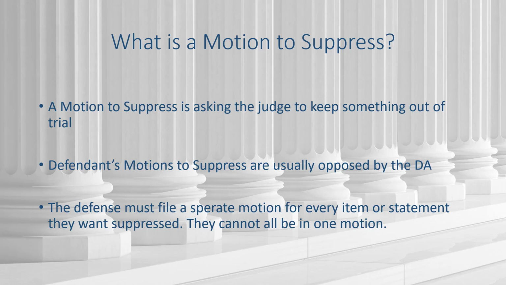But when you're dealing with a motion to suppress, if you're saying I want to keep this piece of evidence out, of course the DA is going to say no, that's our case. We want to keep that in. So I will explain what we need to do when the motions are opposed. So the defense must file a separate motion for every item or statement they want suppressed. They cannot all be in one motion. So if we want to suppress various things, we have a motion for each item or statement.